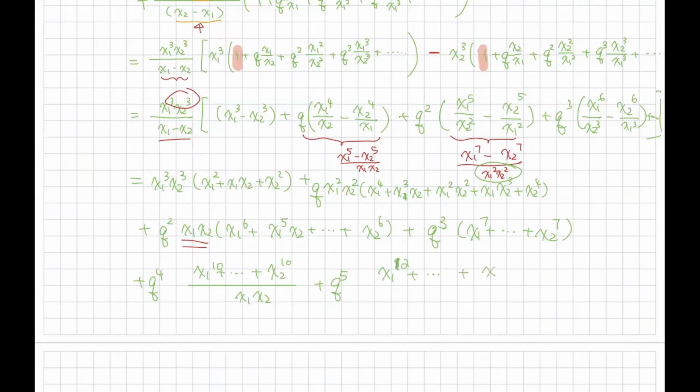And you want 8 after the Q cubed? Yeah, 8, sorry. Thank you. Yeah, because it's add 2 for each of them. Thank you so much. So then this is like x1 square over x2 square and so on.